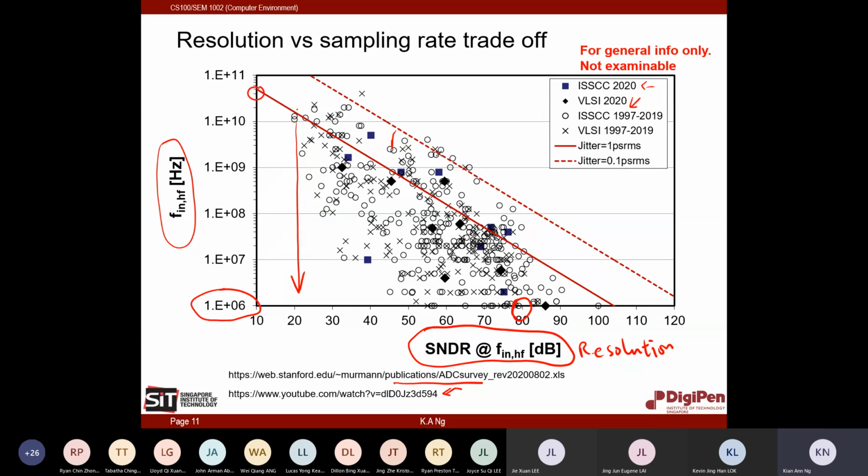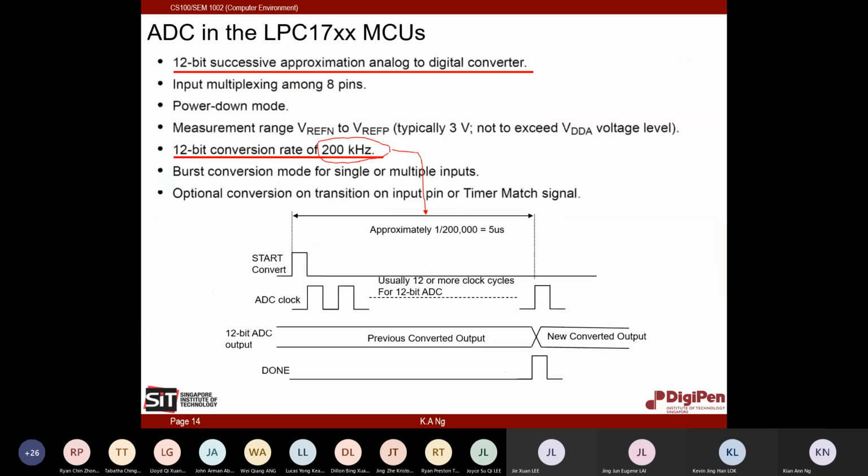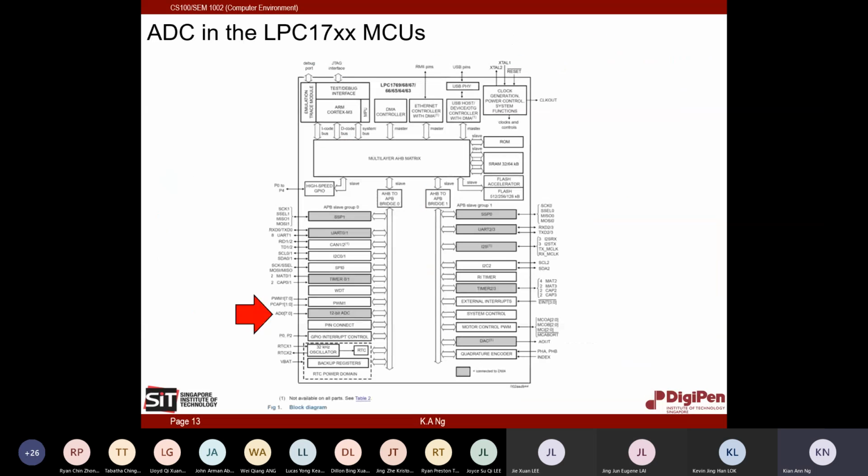The world's fastest A to D converters right now are, I think, around 10 gigasamples per second, made by Keysight, and are actually used in oscilloscopes. Okay, let's go back to the practical world. So where were we?